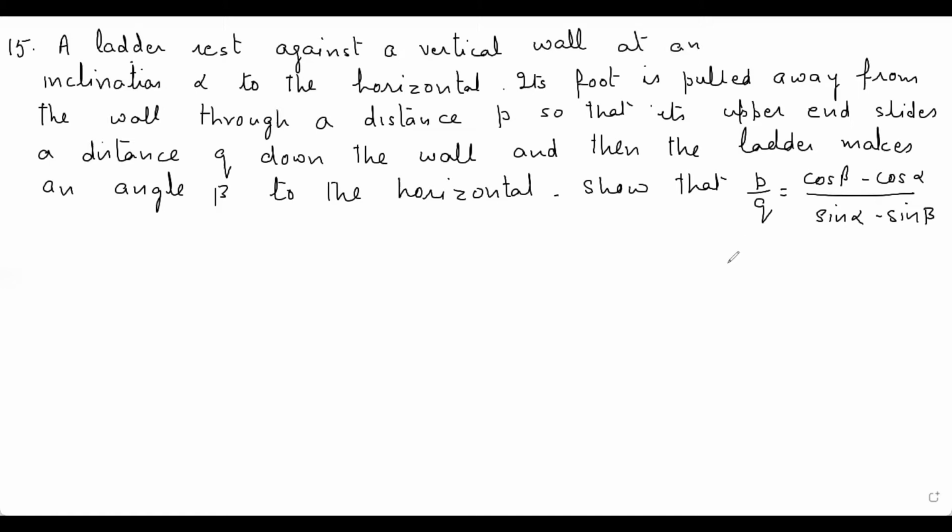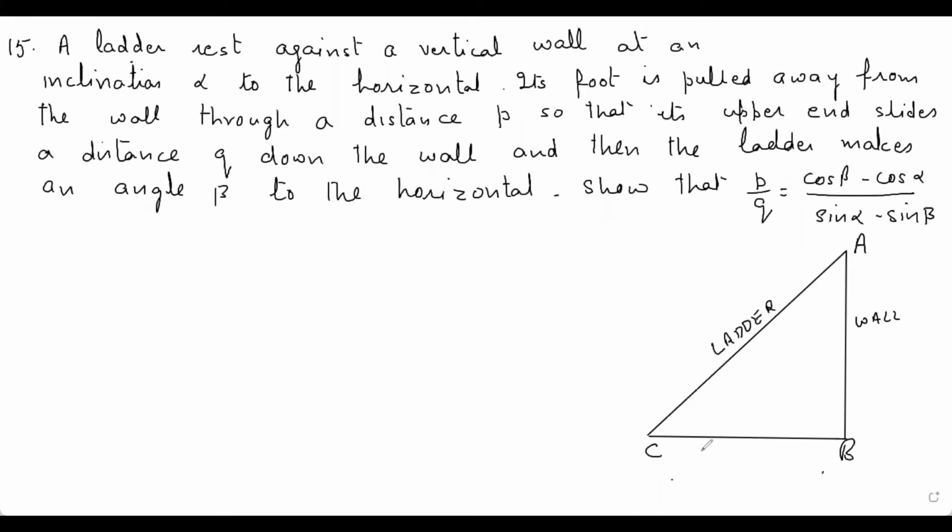The figure for this question is this. Now suppose AC is a ladder, AB is a wall, and BC is a horizontal base. Now this ladder AC rests against this vertical wall AB, and this ladder makes an angle alpha with this horizontal CB.